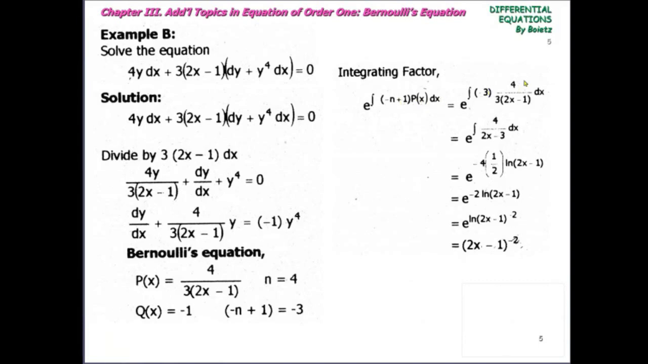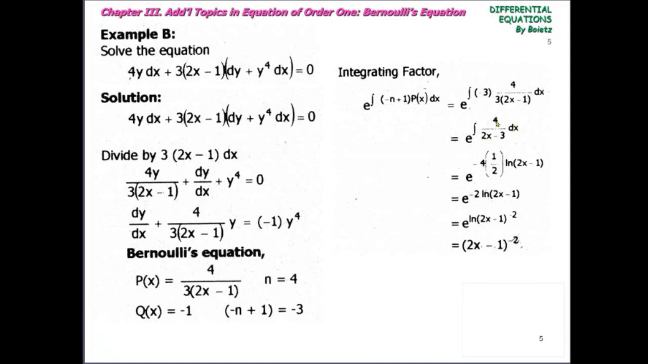So ito yung negative 3, then 4 over ito, dx. So magiging cancel yung 3. Magiging negative 4 yan, negative 4. Integral of negative 4 over 2x minus 1, dx. So your u here is 2x minus 1. Your du is 2 dx.